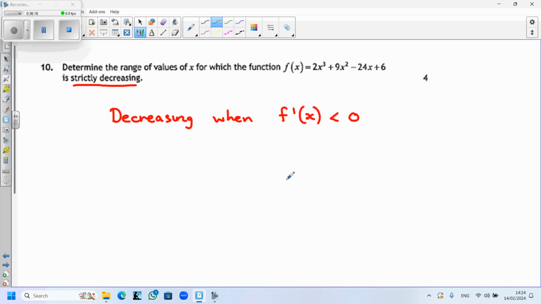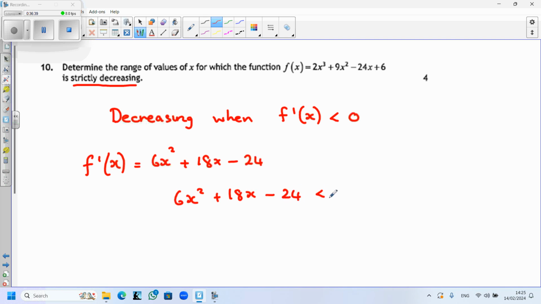So what we're going to do is we're going to work out f dash x. So f dash x is equal to, it's going to be 3 times 2 is 6x squared plus 18x minus 24. So we really want to solve 6x squared plus 18x minus 24 is less than 0. So keyword is we're going to factorise that. We've got to sketch the parabola to solve that. You can't solve it any other way, it's got to be from a sketch. So another keyword there is to sketch it.